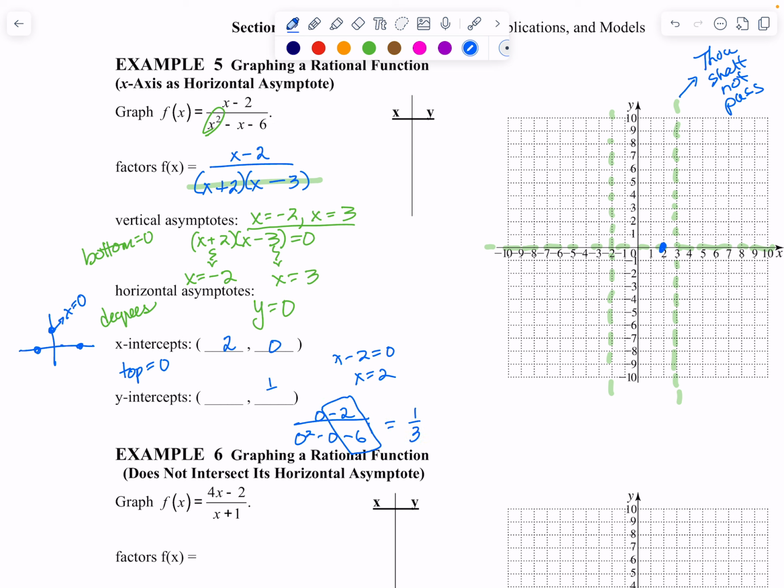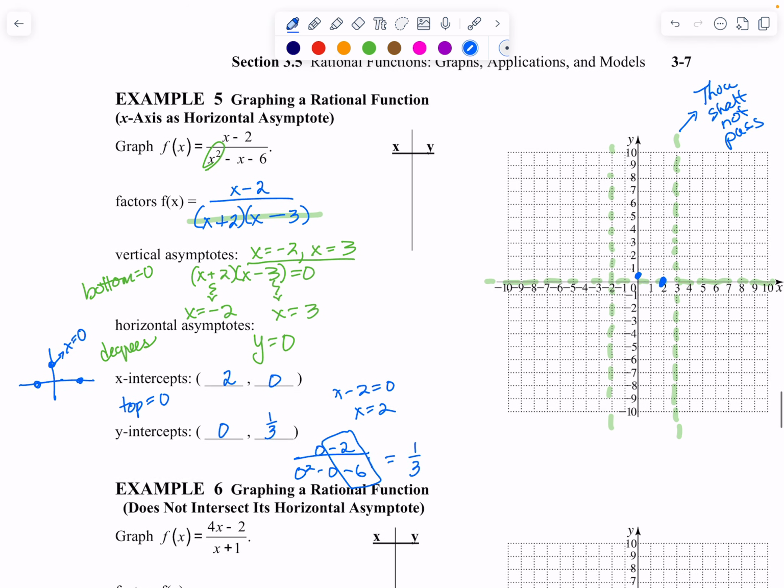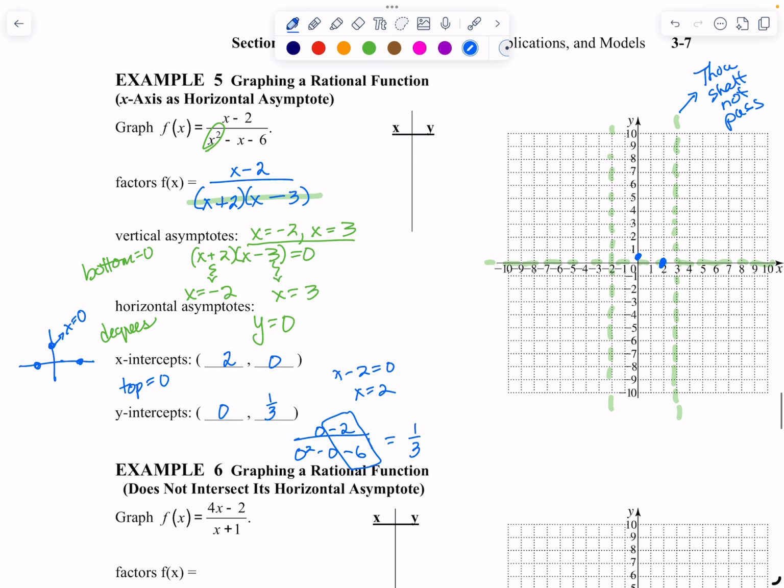Let's see, y is 1/3. So about right there. All right, so right now that's just confusing. So I'm going to go ahead and plug in some points. I'm going to figure out what this is over here. So let's plug in anything from -3 to -infinity. I'm just going to put in a -3.